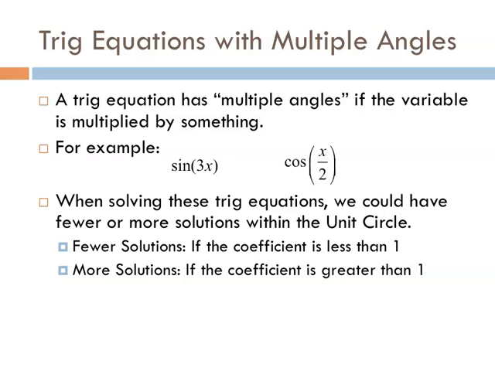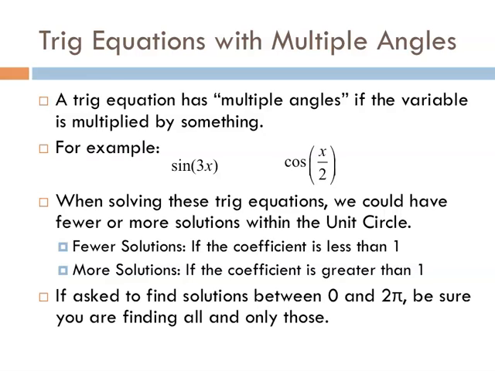Now, if you're asked to find solutions between 0 and 2 pi, be sure you are finding all and only those. Now, if you're ever asked to find all solutions, then you're really just tacking on the plus or minus 2k pi, and you should be all set. However, when you are asked to find the solutions between 0 and 2 pi, you're going to have to use that in order to help you determine what those solutions are. Let's take a look at example 3.